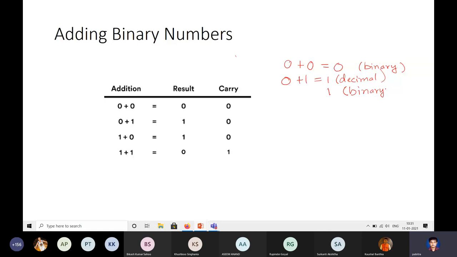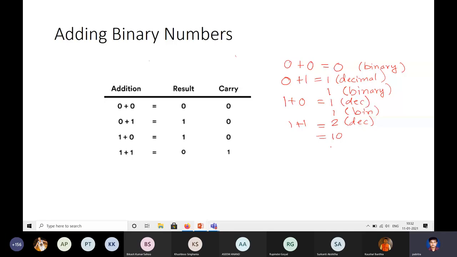Okay. So let me do it like this. What is 1 plus 0? 1 plus 0 is 1 in decimal again and 1 in binary again. What is 1 plus 1? It is 2 in decimal. And what is it in binary? It's 1 0 in binary. Okay, so you need two binary digits. You cannot represent 1 plus 1 using a single binary digit.